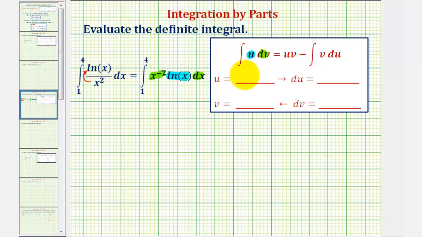If we let u equal natural log x, then differential u, or du, is equal to u prime times dx, which should be 1 divided by x dx. And if we let dv equal x to the power of negative 2 dx, we would integrate both sides to find v. So if we integrate x to the power of negative 2, we would add 1 to the exponent and then divide by the new exponent. That would give us x to the power of negative 1 divided by negative 1, or just negative x to the negative 1.